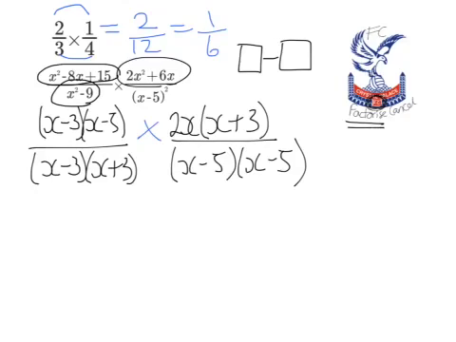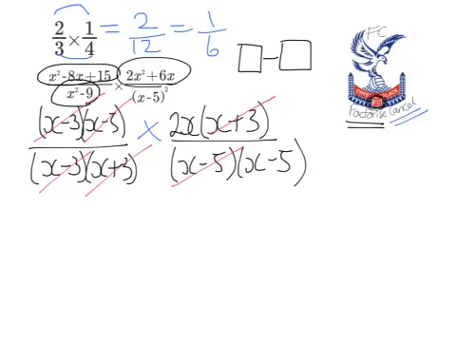Now we're going to do the fun bit, which is the cancelling. I have an x plus 3 on the top. Have I got an x plus 3 on the bottom? Yes, so those will cancel. I've got an x minus 5 on the top. Have I got an x minus 5 on the bottom? Yes. And I've got an x minus 3 on the top. Have I got an x minus 3 on the bottom? Yes. So that's that bit.